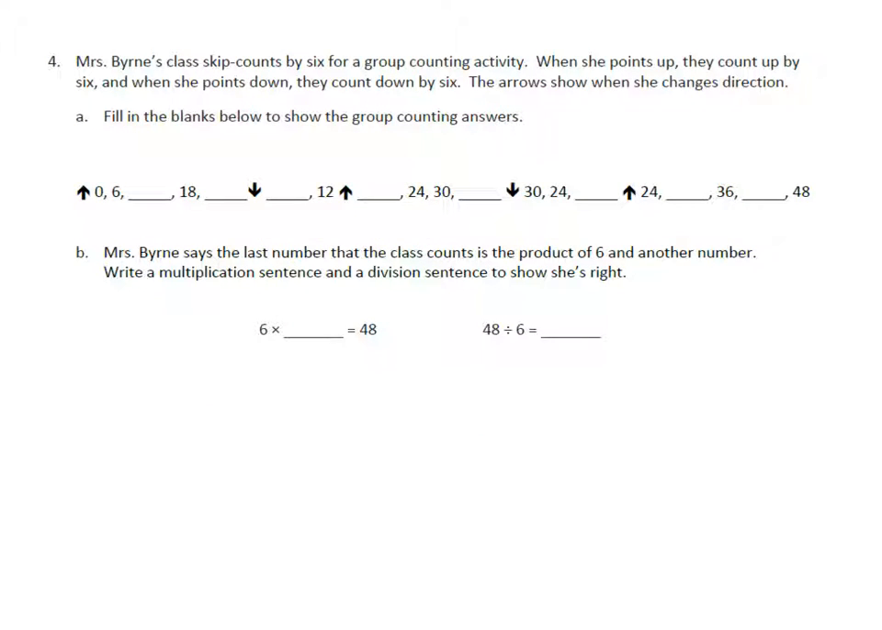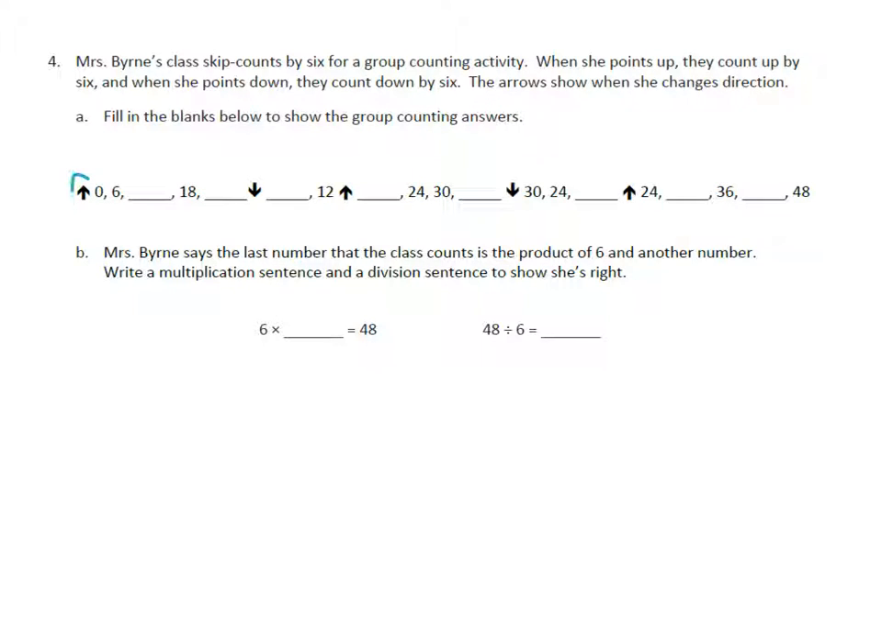Let's take a look at number 4. It says Mrs. Burns' class skip counts by 6 for a group counting activity. When she points up, they count up by 6, and when she points down, they count down by 6. The arrows show when she changes direction. Fill in the blanks below to show the group counting answers.